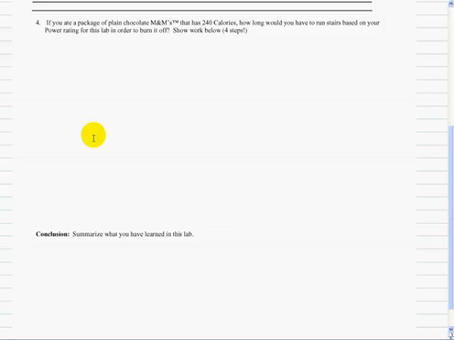On question 4, we were trying to tie together our Power Lab by applying this to a practical problem here. It says, this is the classic guilt problem. If you ate a package of plain chocolate M&Ms that has 240 calories, capital C, that's a food calorie, so be careful there, that's a kilocalorie, how long would you have to run the stairs based on your power rating for the slab in order to burn it off?